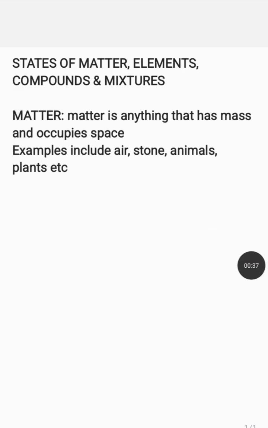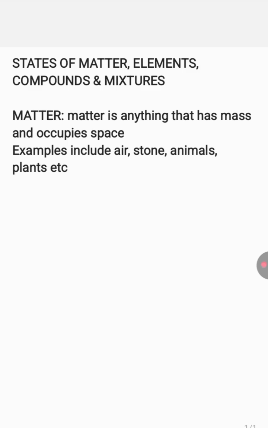First, we'll start by defining what is matter. Matter is anything that has mass and occupies space. For anything to be defined as matter, it must possess both a mass and it must occupy space.